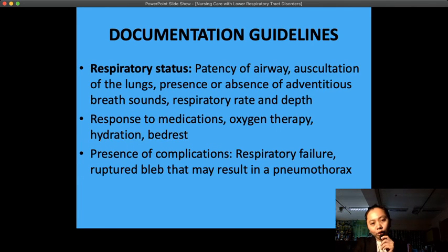Right, and then respiratory status, patency of airway, auscultation of the lungs, presence or absence of adventitious breath sounds, respiratory rate, and depth. Okay, so response to medications, oxygen therapy, hydration, and bed rest.